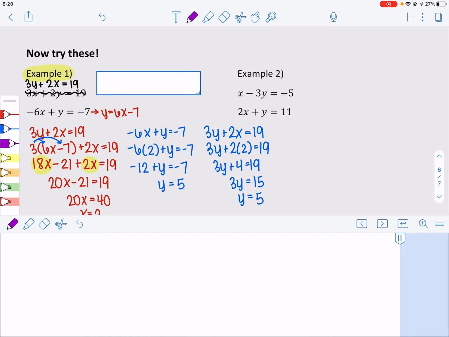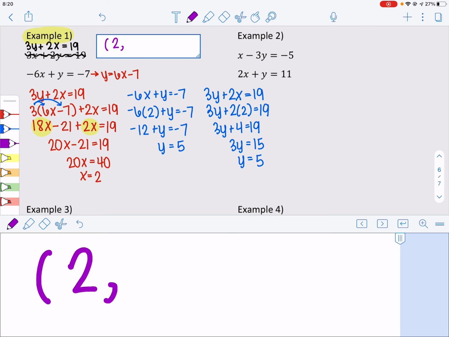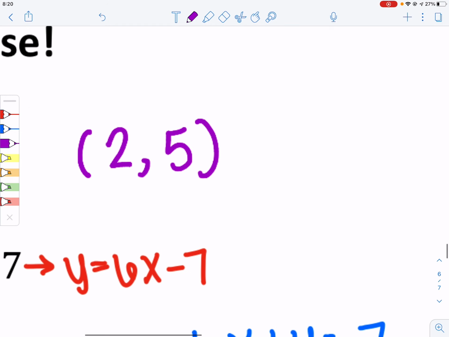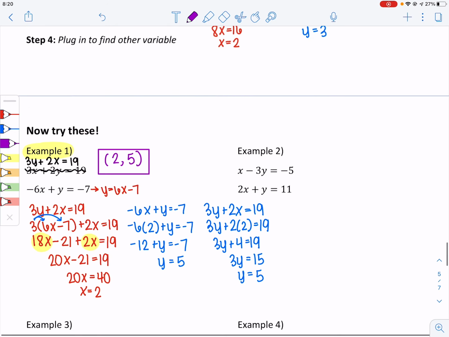Okay, and then remember, your final answer, do not put x equals 2, y equals 5. I need an ordered pair. So the x coordinate of the ordered pair is 2. The y coordinate of the ordered pair is 5. All right, now we're all done.